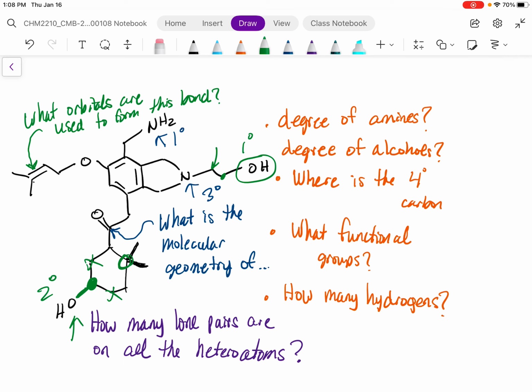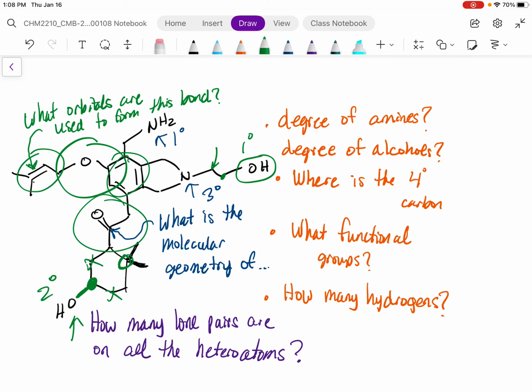What functional groups are present? Well, we already found the alcohols and the amines. What else do we have here? Where's a ketone? Okay, there's a ketone. There's an ether there. We have a benzene. We could call it a benzene ring. What about this guy? There's an alkene right there. I think that counts for that.